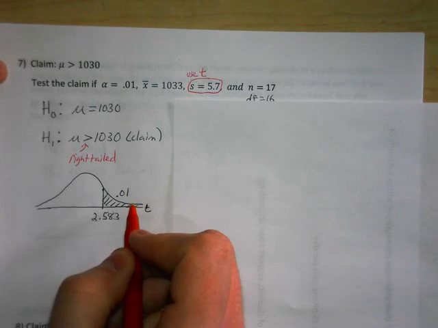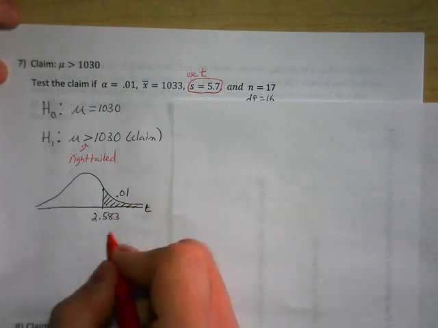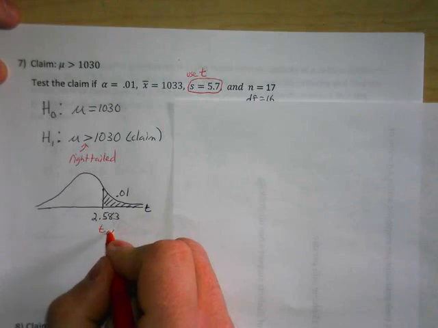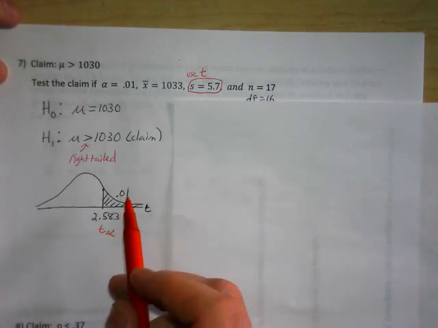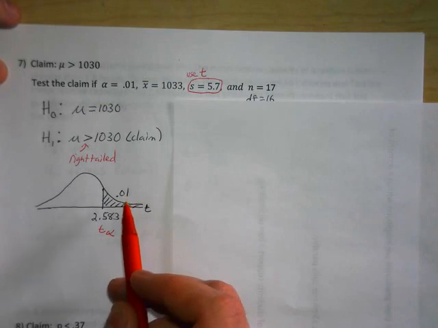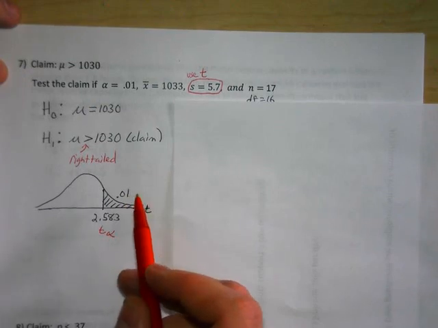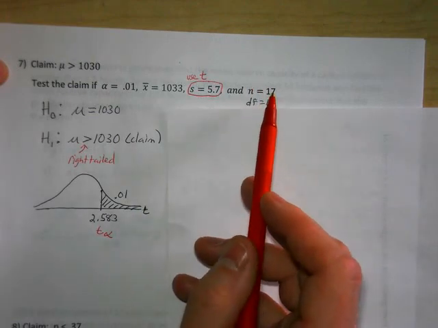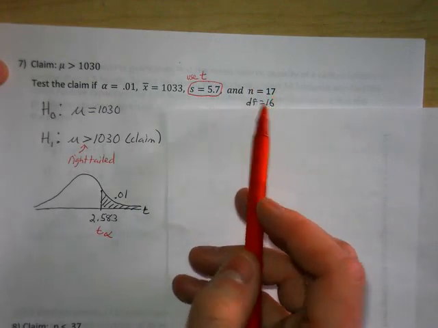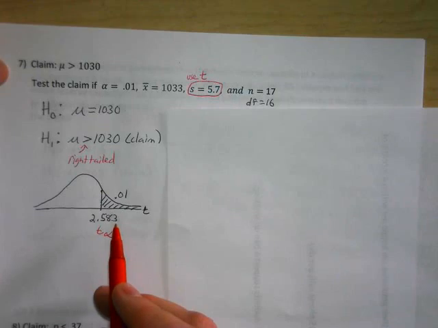So what we need to do is find the critical t value. This is our t sub alpha value here. The way we found that was that there's 1%, or 0.01, in one tail with 16 degrees of freedom. If n is 17, n minus 1 will be 16. So we look that up in our table, and we get 2.583.